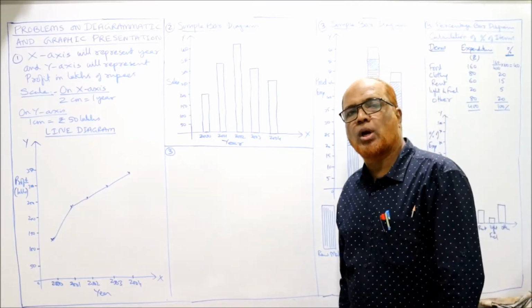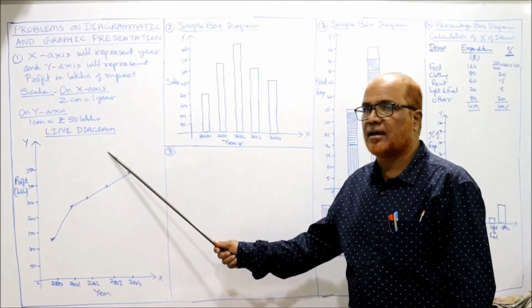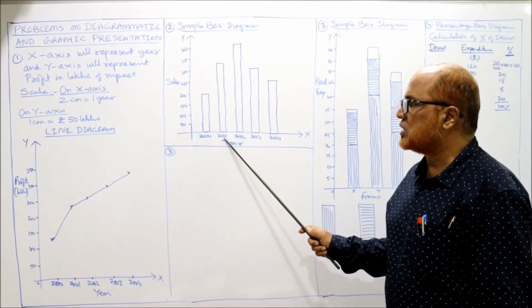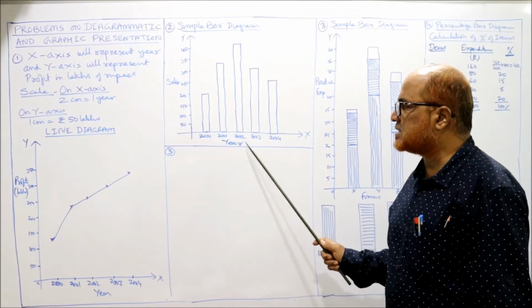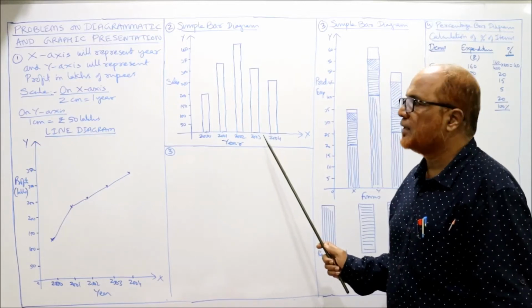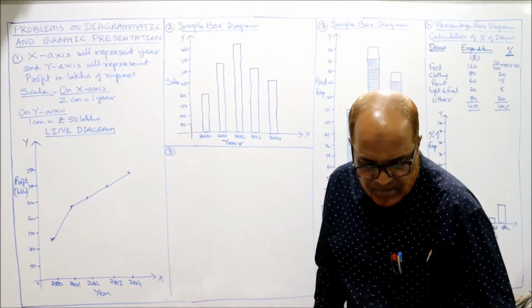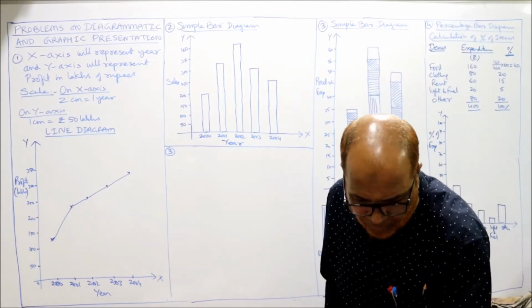अब ये प्रॉब्लम है हमको ड्रॉ करना है बार डायग्राम. पहले लाइन डायग्राम था. अब देखिए सिंपल बार डायग्राम 2000, 2001, 2, 3, 4. एक्स एक्सिस के ऊपर ईयर ले लिया 5 इयर्स. अब वाई एक्सिस के ऊपर वी हैव टेकन द सेल्स. द मैक्सिमम सेल्स गिवन इन द प्रॉब्लम इज 410.